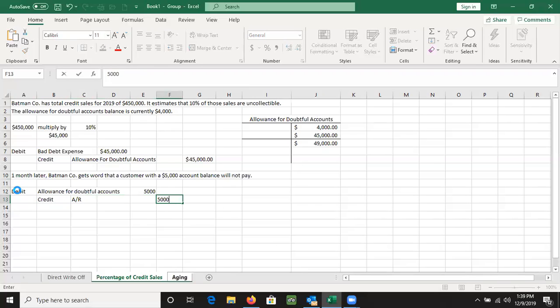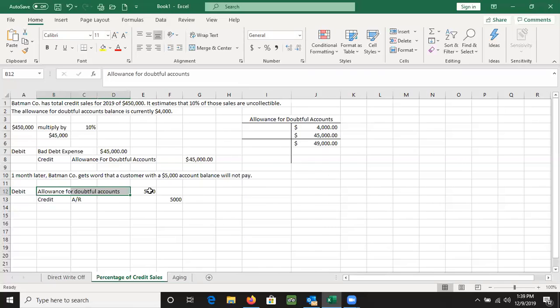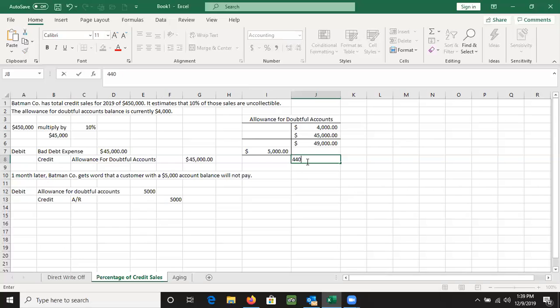So accounts receivable is not touched until it is actually written off, until a customer says, I cannot pay you. But here's the difference. When they say I cannot pay, you debit allowance for doubtful accounts rather than bad debt expense, as under the direct write-off method. And then we would go ahead, we would reduce this T chart, and now the account has a $44,000 balance.